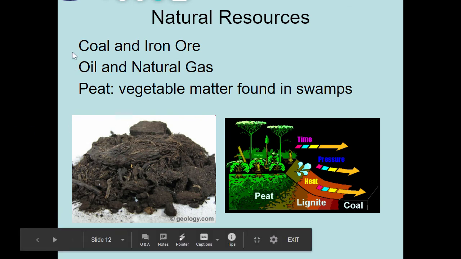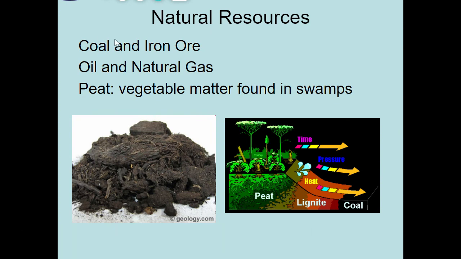And then the natural resources they have in Europe, they have coal and iron ore, okay, which is important for electricity production and for steel production. They have oil, which is important for producing fuel. In Europe, they mainly produce diesel because that's what they use in their cars. They don't use gasoline, they use diesel. And then natural gas, which is important for heating, and cooking and stuff like that. So it's an important resource that they use.